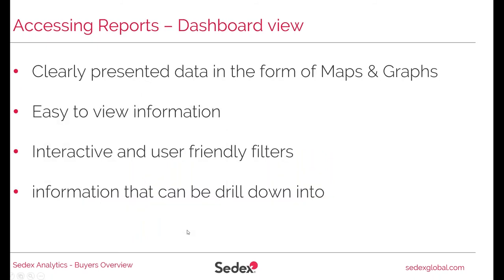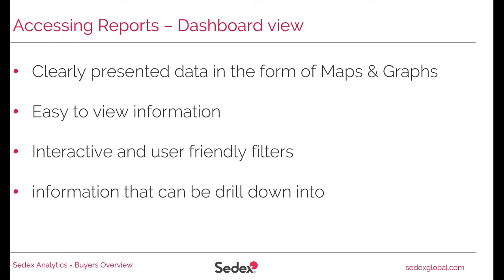So what's the difference? When you're in the dashboard, you're going to see clearly presented data in the form of maps and graphs. Some report dashboards have graphs in them, some have both, and some just have maps and KPIs, or key performance indicators, which is basically easy-to-view information. So it gives you answers straight away instead of just showing you static information. It's interactive. You can use various functionalities, which I'll show you shortly as well. There are user-friendly filters, and just by clicking on specific areas, that filters that area, giving you information you could look into further or drill down into.